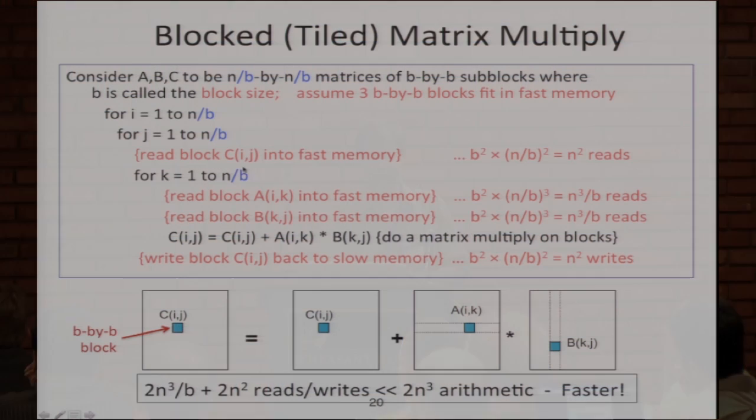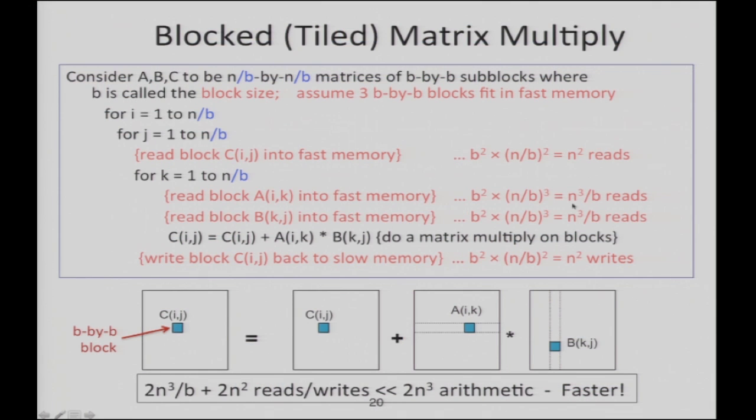But how often do I read it in? I have three nested loops. Each loop goes from 1 to n over b, so it's n over b cubed times. Multiply that together, and I get n cubed divided by b. So now my cost is no longer n cubed reads, it's n cubed divided by b. And so I can go asymptotically faster if I keep making b bigger and bigger and bigger, right? I can make this term very small compared to that term.